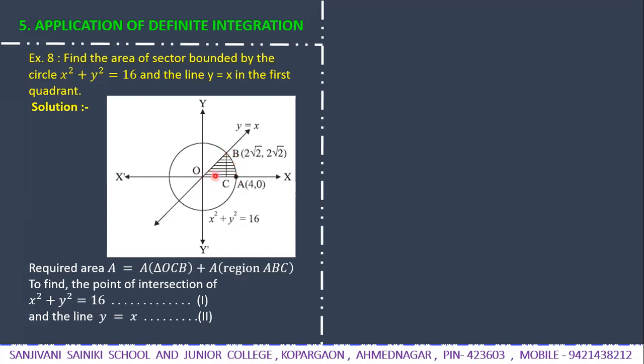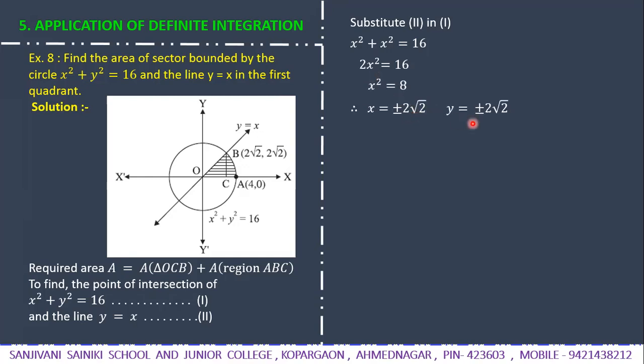So we have to take two parts of this area. One is from 0 to this line, and then from this line to 4. So we must be able to find the coordinates of this point. This point is a point of intersection of these two curves, so we have to solve these two curves simultaneously. After solving, we will get x is equal to plus minus 2 root 2, which implies y is equal to plus minus 2 root 2. So the first point is (2 root 2, 2 root 2), and the second point is (minus 2 root 2, minus 2 root 2).